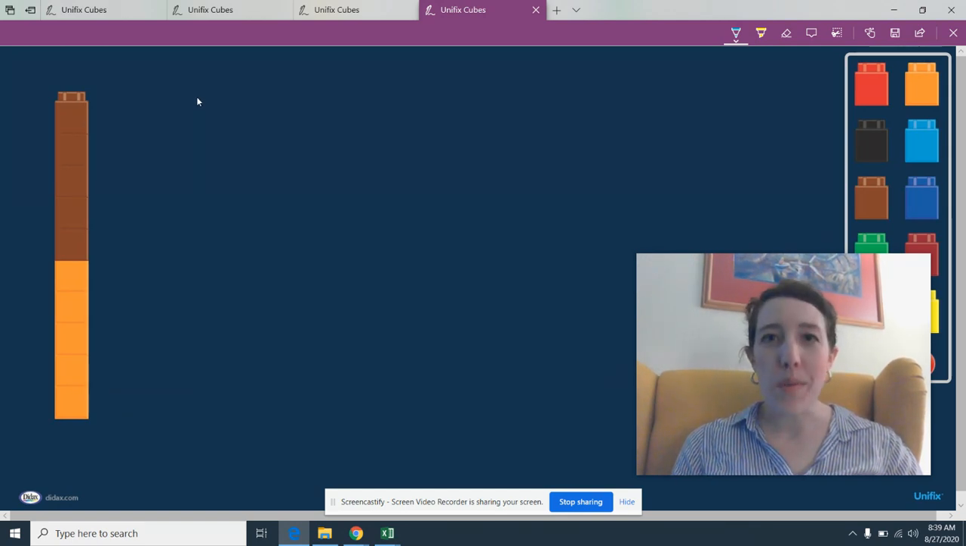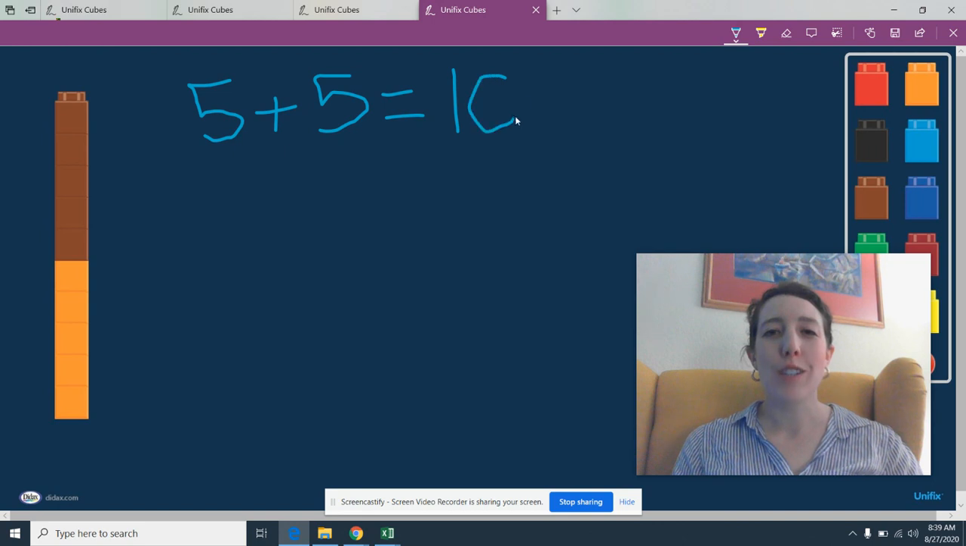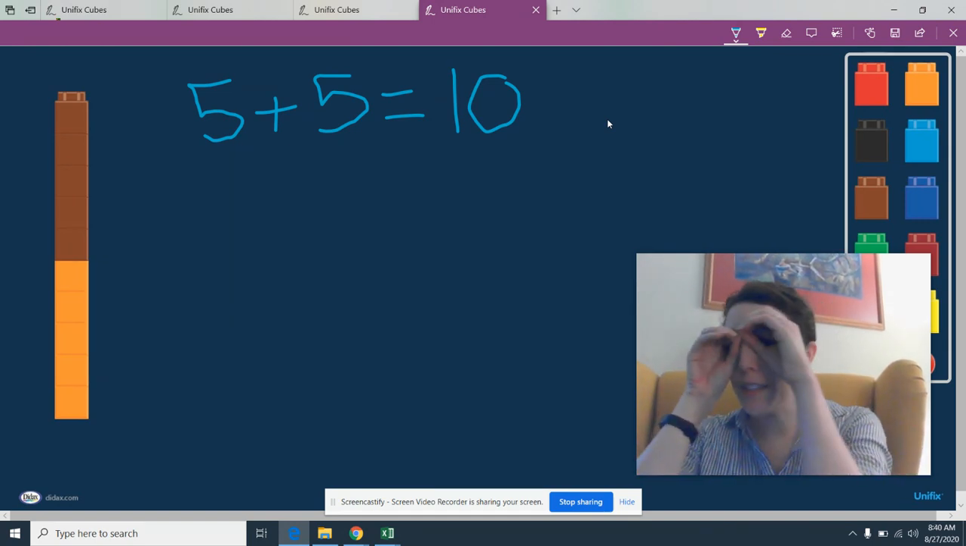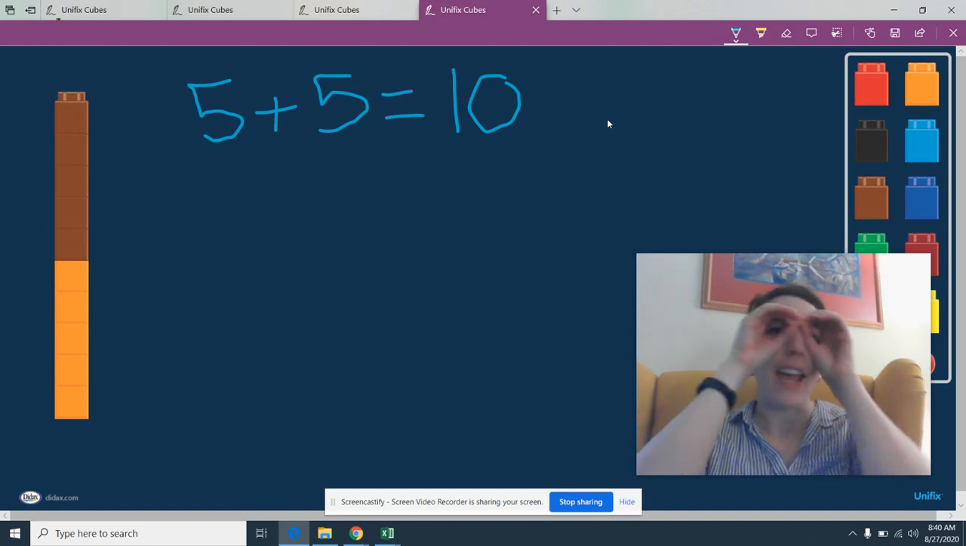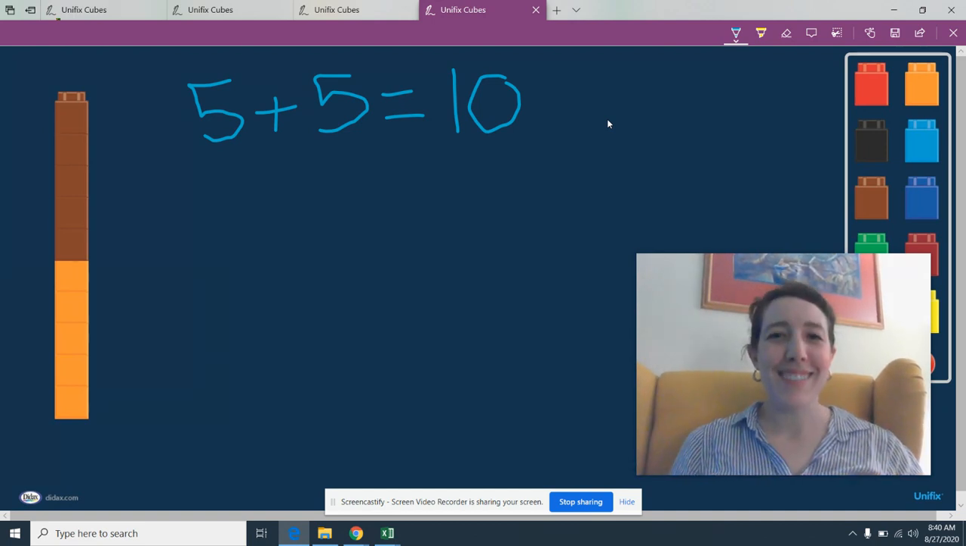So one way that I could look at this is 5 plus 5 equals 10. So let's see. If 5 plus 5 equals 10 is on your paper, I want you to show me googly eyes. Can you show me googly eyes? Can you put your hands down?